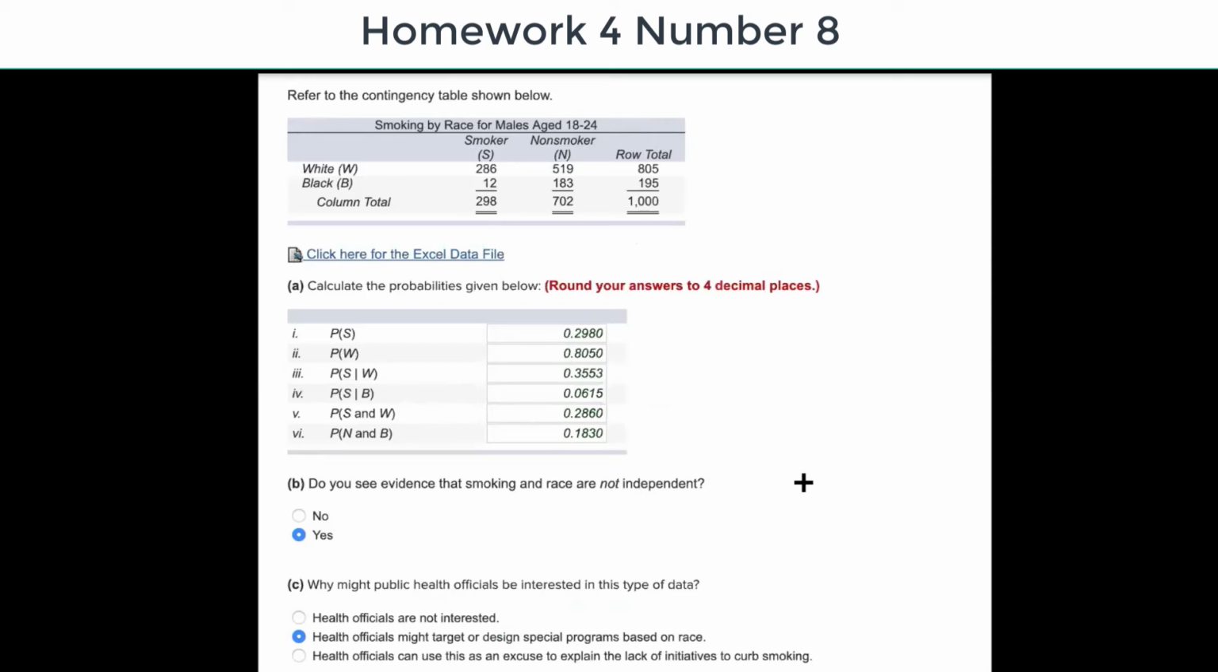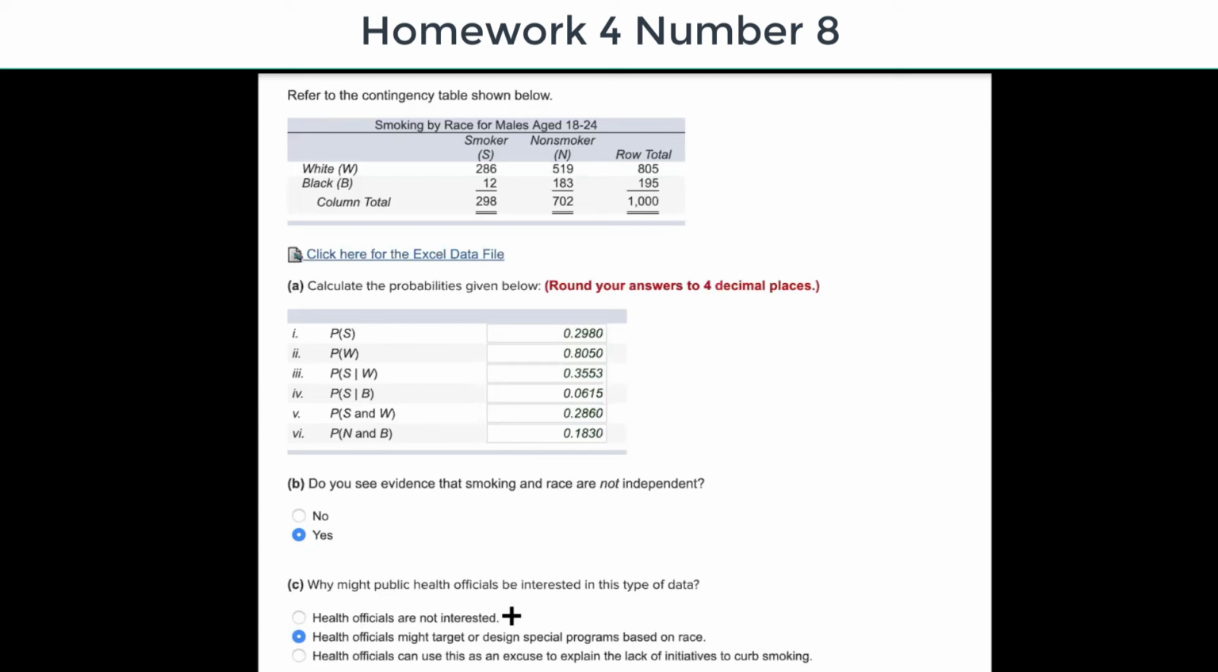Now you could also check smoking and black, but we already did smoking and white, and I'm going to assume smoking and black would do the same thing. So we see evidence that they are not independent because the intersection and the probability of the two events being multiplied together were not equal. So yes. Now, why might public health officials be interested in this type of data?